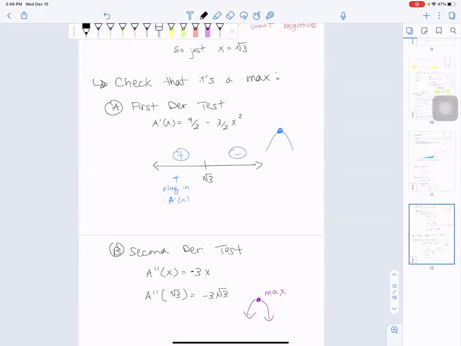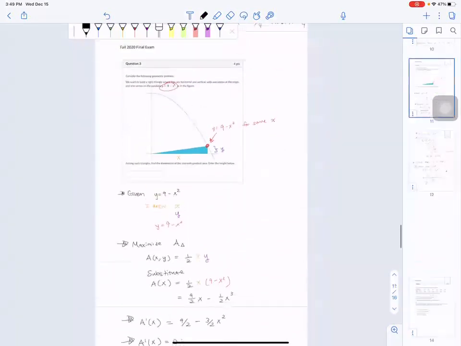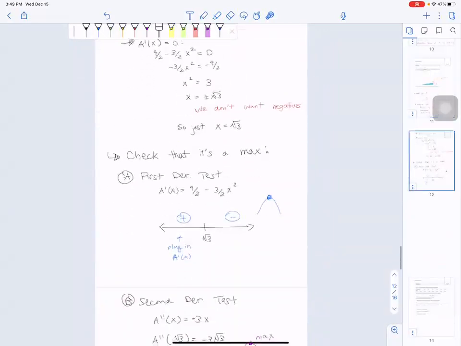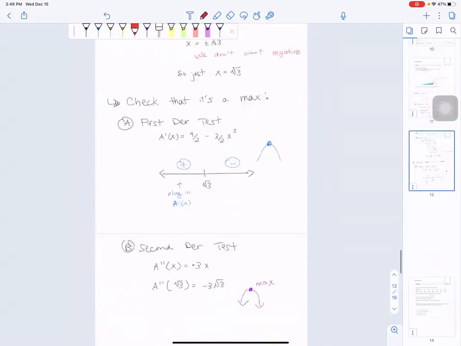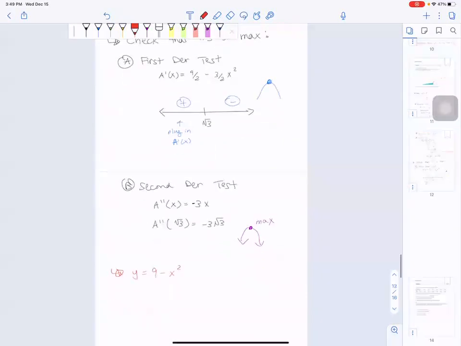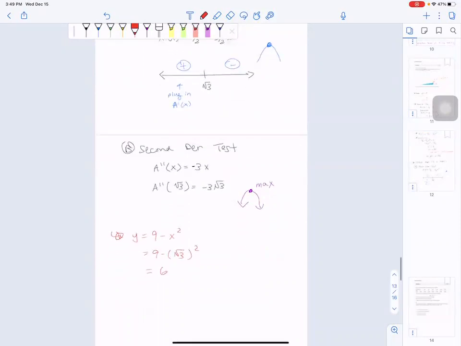Also, to actually answer the question, find the dimensions. We found x equals square root 3, but what is y? Well, y was, by the formula they gave us, 9 minus x squared, which when you plug in what we just found for x, you get 6. So the dimensions are square root 3 by 6, which gives an area of 3 square root 3.